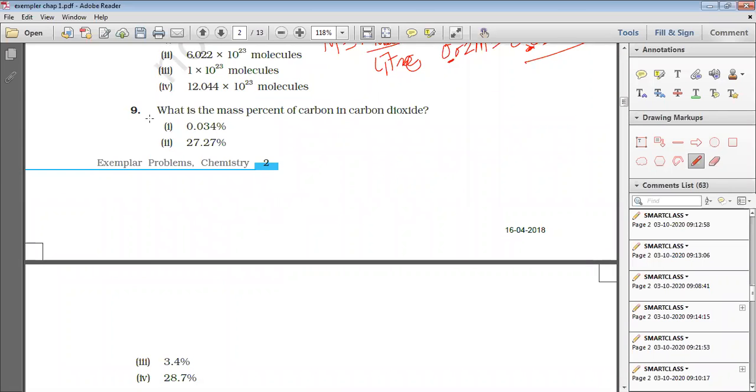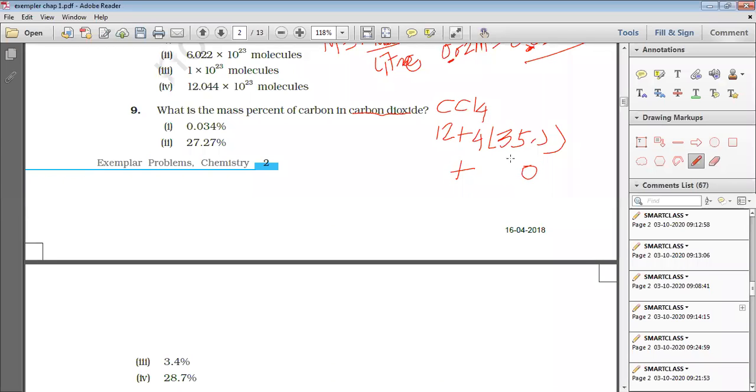What is the mass percentage of carbon in carbon tetrachloride? You know, when we think about carbon tetrachloride, this carbon tetrachloride is CCl4. For CCl4 we can write, for C we can write 12 plus for Cl4 we can write 4 multiplied by 35.5. That is what it gives us.